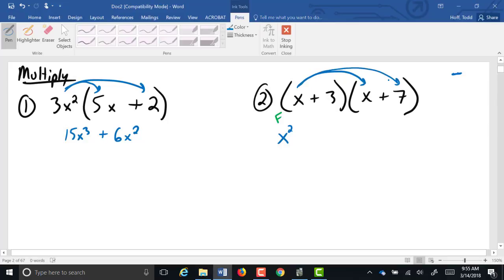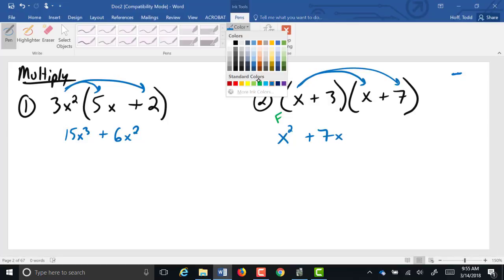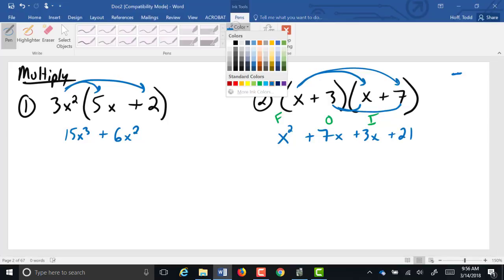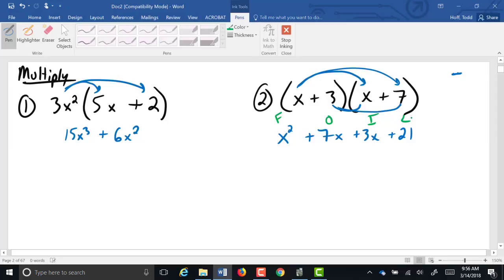Then we had x times 7, which is positive 7x. We referred to that as the O in FOIL, the outsides. Next was the I in FOIL, which was the insides, 3 times x, 3x. And then L would be the last, which would be 3 times 7, 21. And we're going to combine 7x and 3x. So it's x squared plus 7 and 3 make 10x plus 21.